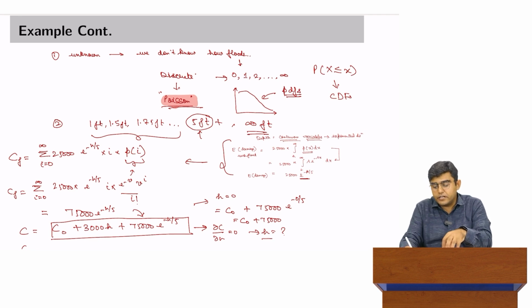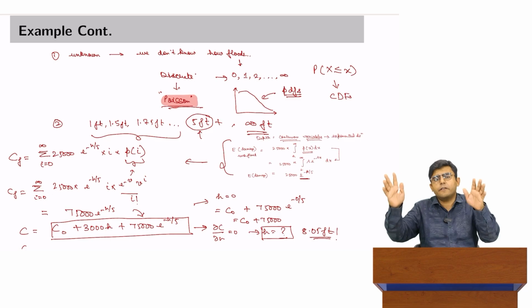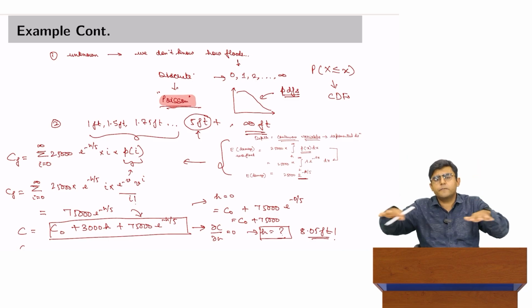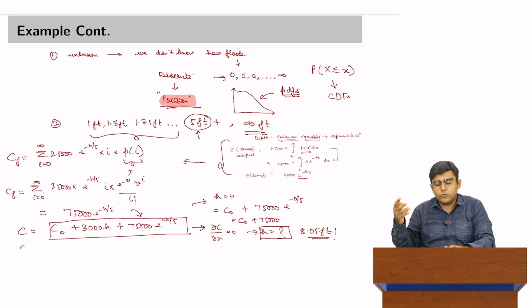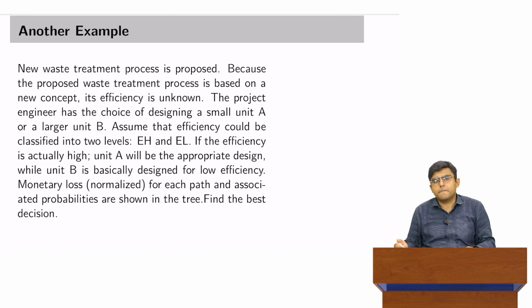But here we will end up with a finite value of height, which comes out to be 8.05 feet. That is, if you provide 8 feet high coffer dam above the river level, your losses are going to be minimal. Reaching this number intuitively is almost impossible. And that is what probability would do for us. That is, convert our intuition into a mathematical value.